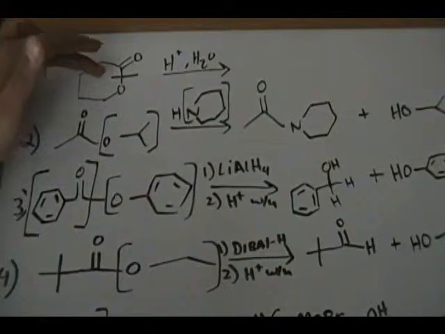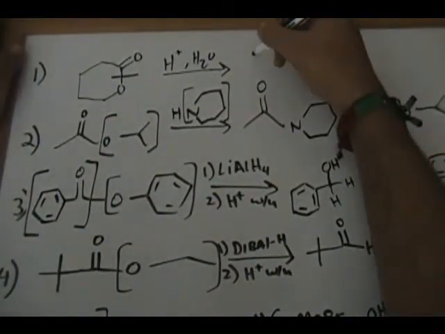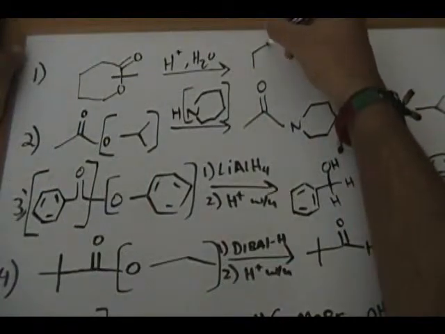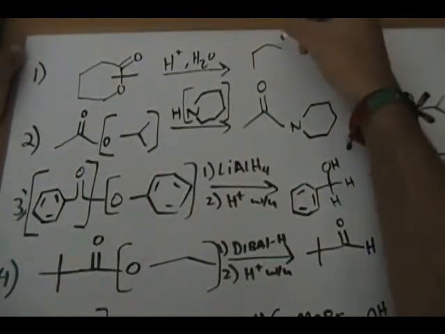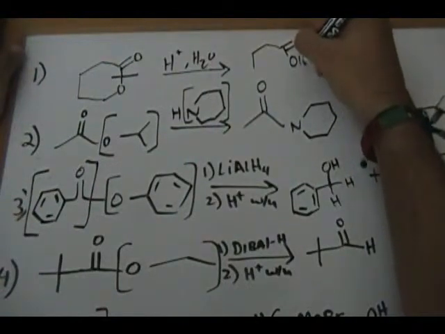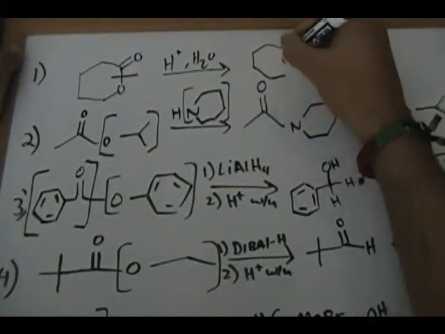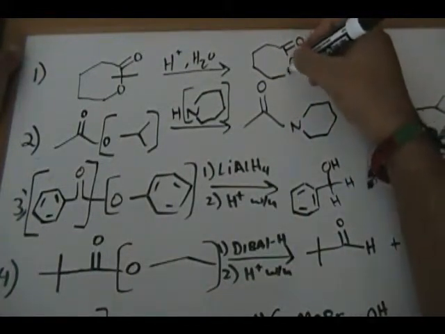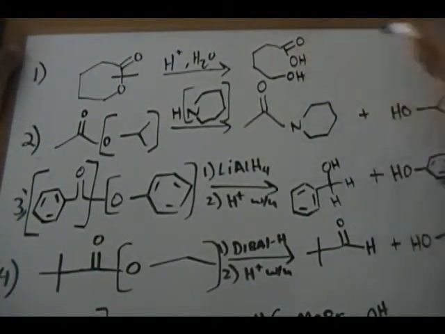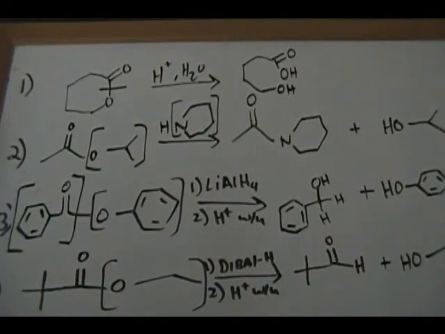Cleave the bond between the carbon of the carbonyl and oxygen, and in this case, since we're forming a carboxylic acid, we're going to put an OH there, right? And then we're going to generate our alcohol as such. And that's pretty much it. That's how you do it. Hopefully you guys can see that.